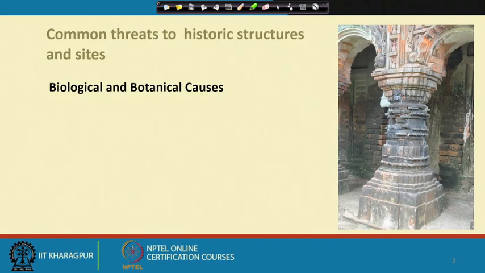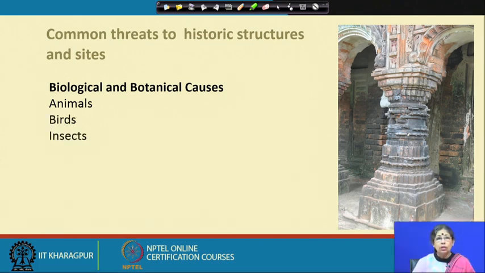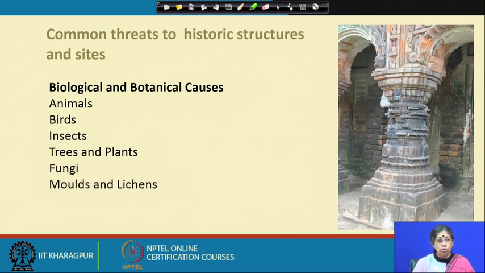It's the terracotta temple. All the carvings and other things are more or less intact, but it looks very dark, and there are several reasons for that, which apparently is not only cleaning, but far more other causes which are contributing to this look of the temple. These mainly come under the biological and botanical causes, which we ascribe to animals, birds, insects, trees and plants, fungi, molds and lichens.